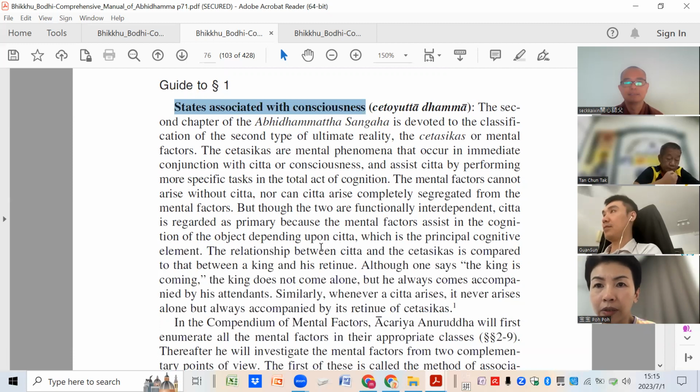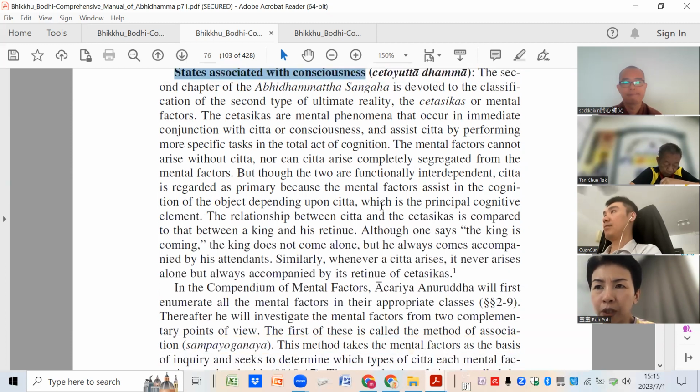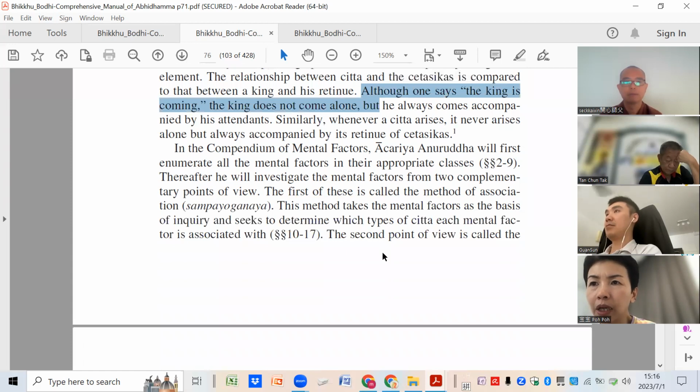The mental factors cannot arise without citta, nor can citta arise completely segregated from the mental factors. But though the two are functionally interdependent, citta is regarded as primary because the mental factors assist in the cognition of the object depending upon citta, which is the principal cognitive element. The relationship between citta and the cetasikas is compared to that between a king and his retinue. Although one says the king is coming, the king does not come alone, but always comes accompanied by his attendants. Similarly, whenever a citta arises, it never arises alone, but always accompanied by its retinue of cetasikas.